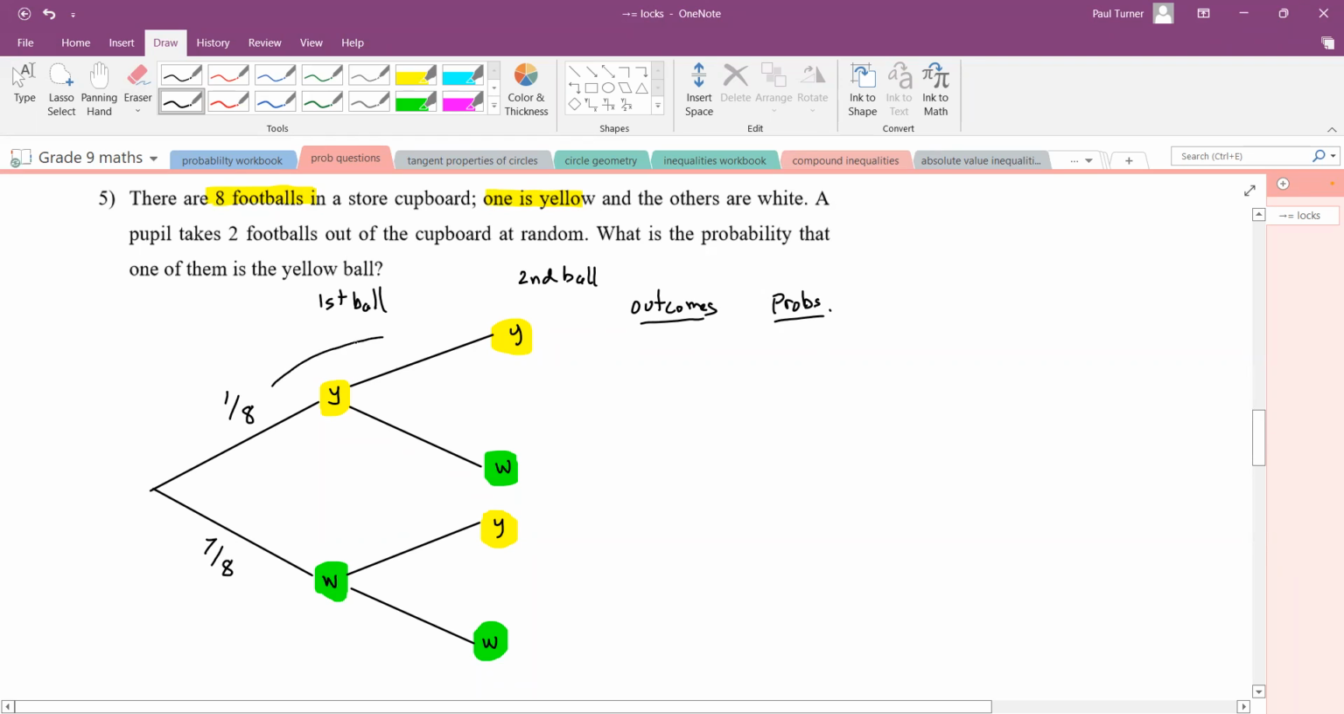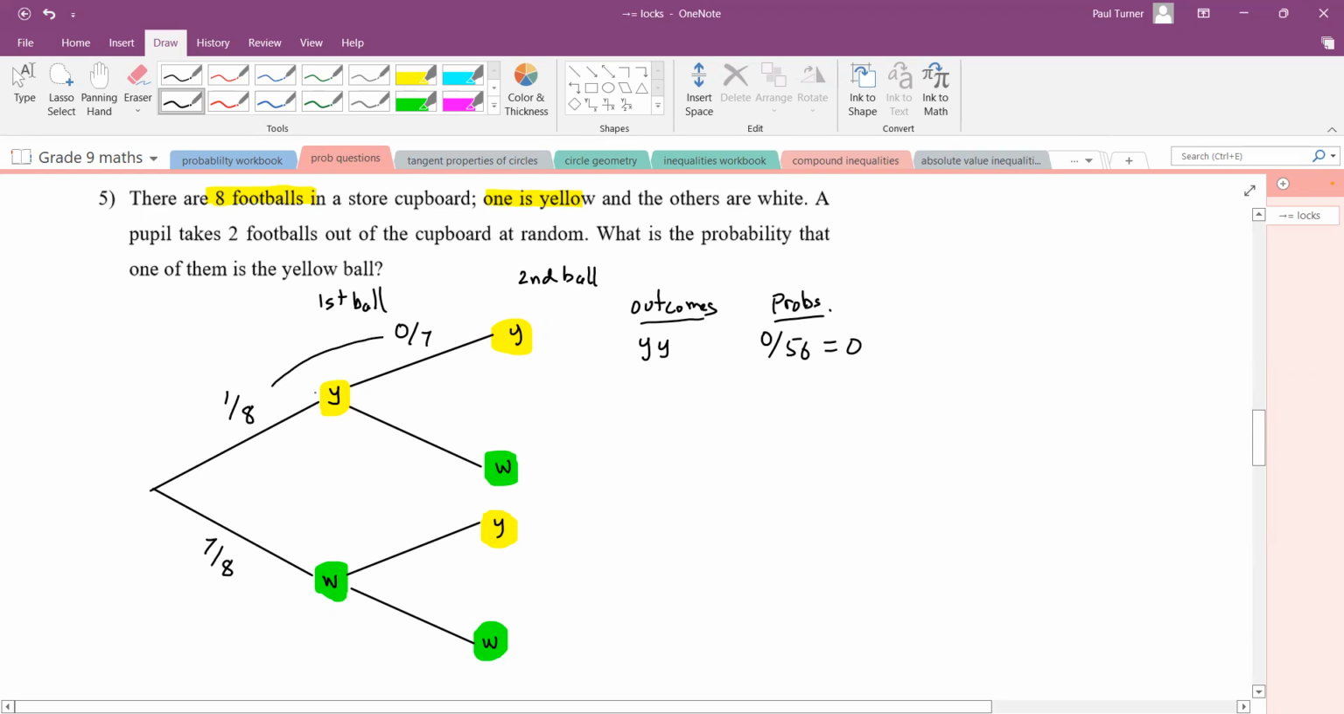Now, when you take out your yellow ball, there's only one yellow ball, isn't there? So when you take out that ball, you're going to have 0 out of 7. So you can tell it's not possible to actually get 2 yellow balls. So we can write that as yellow, yellow. So 1 times 0 is 0. 0 on 7 eighths of 56. So obviously 0, because you took out a yellow ball and there's only one ball. So how can you take out another yellow ball? You cannot. So this is why you get 0 for your probability here.